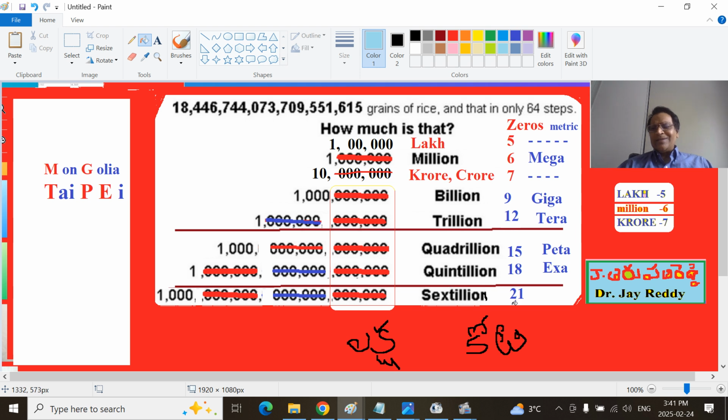Sextillion is generally not used. I put it here for completeness, 21 zeros. So Mongolia, that is the million, that is the mega and giga. Taipei, that is Tera, Peta, Exa. If you take Mumbai, that is the million and billion, and you continue the same.